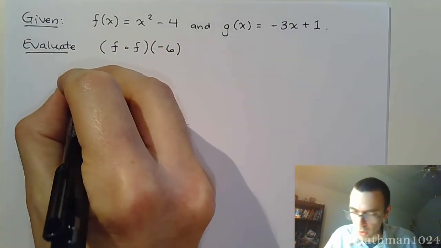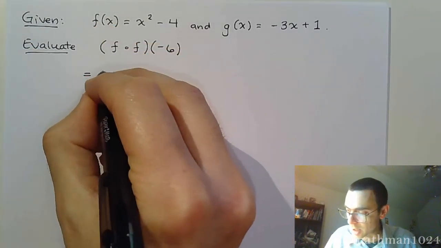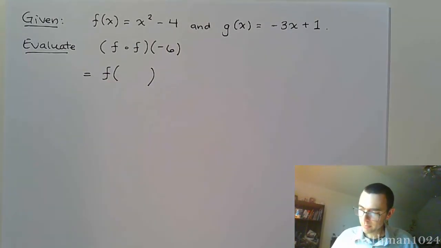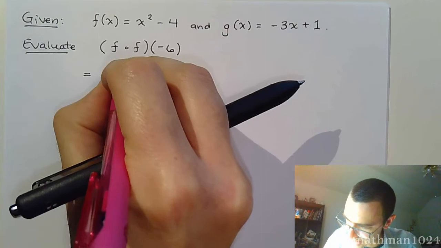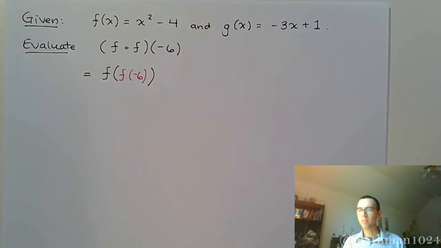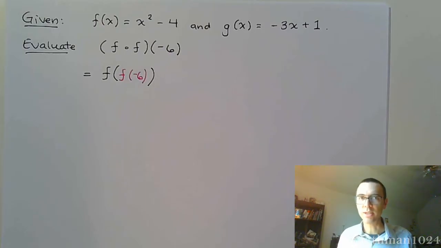Well, let's see. We already know what this means because we've talked about function composition. That means f of, and we have to evaluate f of negative 6. So this is kind of weird. This says that negative 6 is going to get plugged into f. And then we're going to take that result and plug it back into f. So g is not even being used right now.